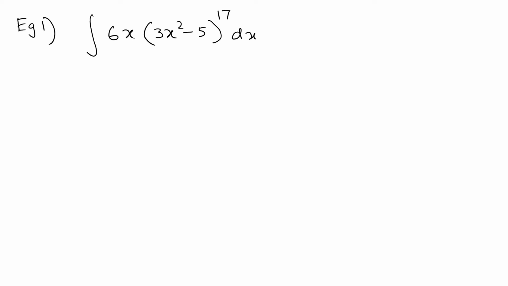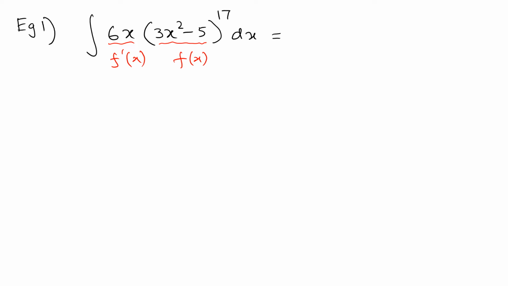As the first example of this type, we can look at this integral: 6x times (3x squared minus 5) to the 17th power. In this problem, you can see this is like type 1. If you look at the derivative of the inside function, which is 6x, you see the function here and the derivative there. That means you can simply use the general power rule for this one, equation number 1.